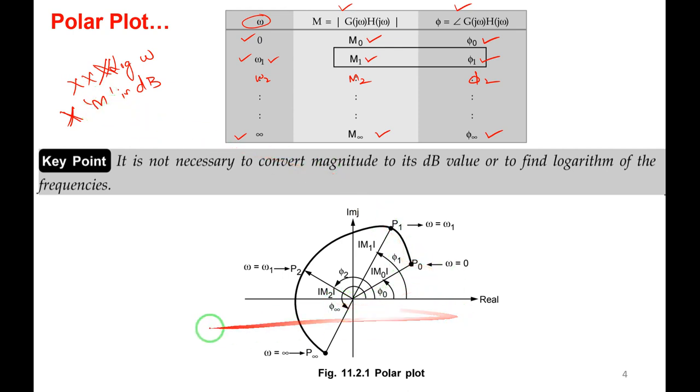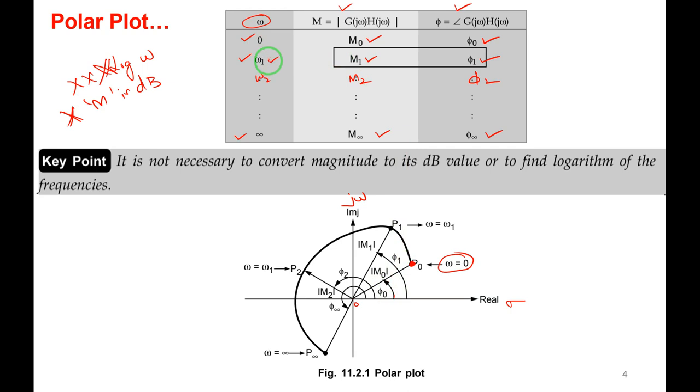Then we'll see the polar plot here. This is the polar plot. You know this is the real axis, sigma, and this is the imaginary axis, j omega. For omega equal to 0, what is the magnitude? It is M naught. And what is the phase? Phi naught, so it is some angle. Let me draw for the first value, omega equal to 0. Draw one line at an angle of phi naught. What should be the length of this line based on the magnitude? Suppose it is 1, then it should be 1 unit. Mark one point here. This is for omega equal to 0. For omega equal to 0, the magnitude from the origin to this point P naught is M naught, and the angle is phi naught.